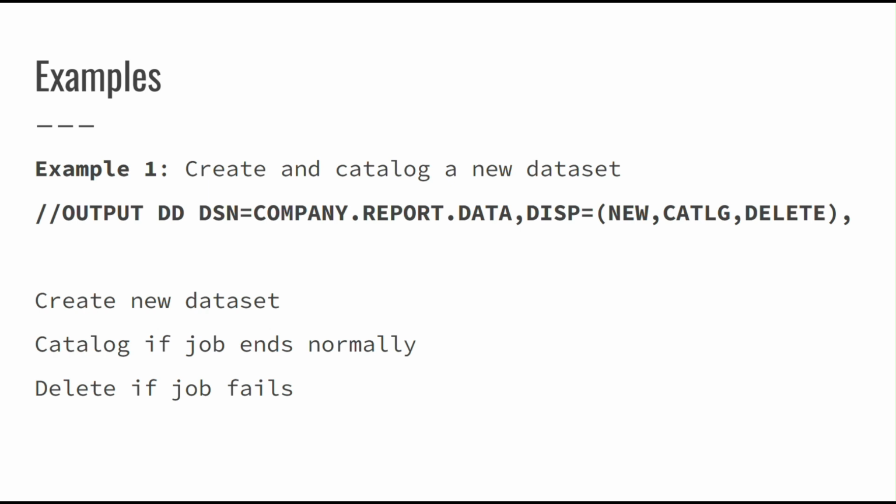Let's see the examples for better understanding. Example 1: create and catalog a new dataset. For that, we provide the DSN, which means dataset name, the particular dataset. Here, for disposition, we are giving NEW, because we are creating a new dataset. CATALOG, if it is a successful run, we need to catalog this dataset. DELETE, if it is an unsuccessful run. So create a dataset; if it is a successful run, catalog it; if not, delete it.